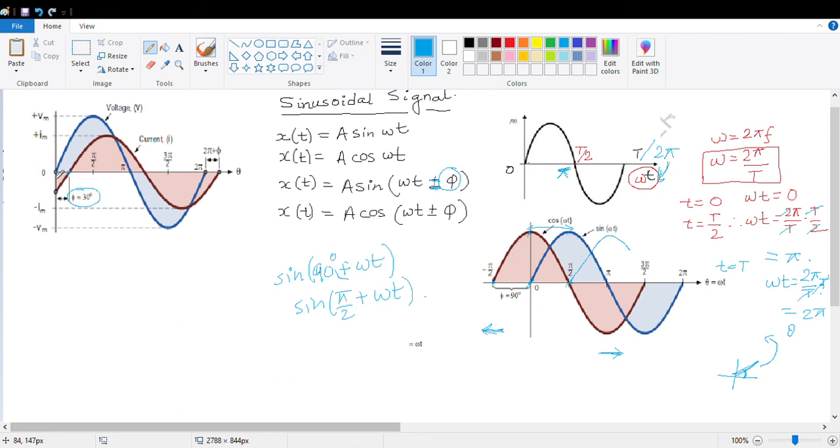That means when the voltage waveform has started, up to 30 degrees there was no current waveform. The current waveform started after 30 degrees. So which is delayed, or which is lagging, is written on the right hand side, whereas which is advanced, which is plus phi, will be drawn on the left hand side.